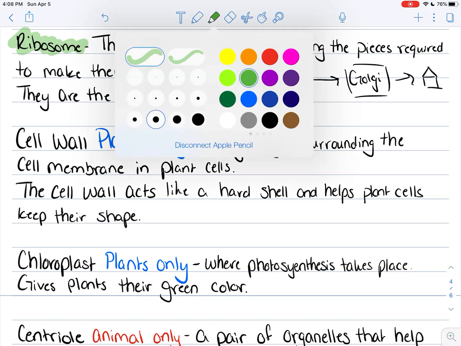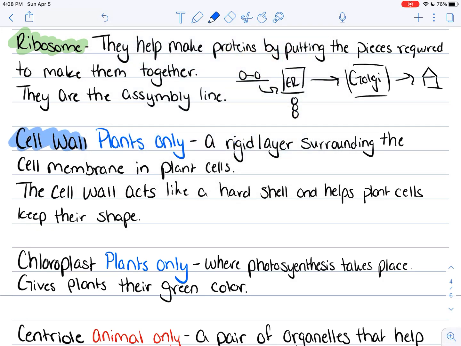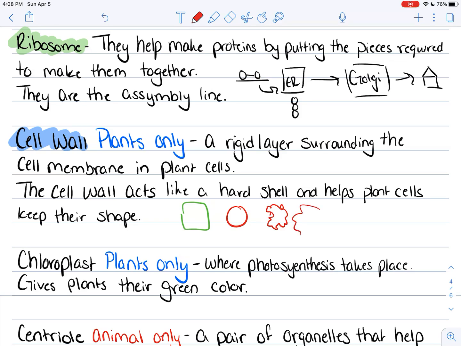The cell wall, which is very specific to plants, is a rigid layer surrounding the cell membrane in plant cells. The cell wall acts as a hard shell and helps for plant cells to keep their shape. Plant cells typically have this nice rectangular shape, where animal cells are typically round. Unlike plant cells, animal cells can shrink and shrivel up, or they can swell up, whereas plant cells can't really do that because this green layer right here, this cell wall, doesn't allow them to. It makes them keep their nice rectangular shape.